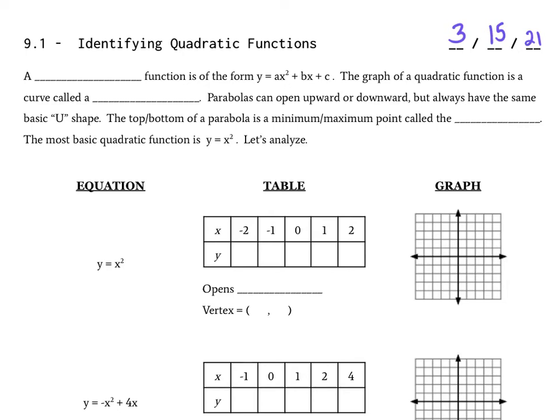Alright, hello everybody. Today we are starting off with Chapter 9, Quadratic Functions. So 9.1, we are identifying quadratic functions. A quadratic function is of the form y equals ax squared plus bx plus c. But the most important thing about this is the x squared. That's what makes it a quadratic. The graph of a quadratic function is a curve called a parabola.